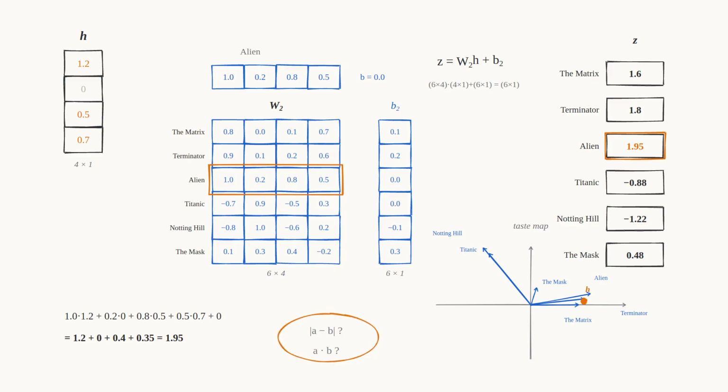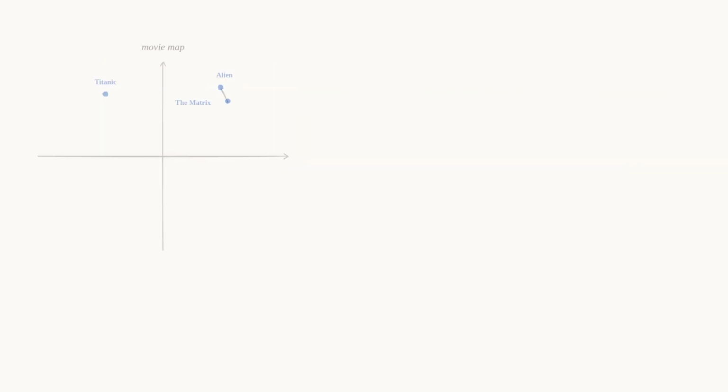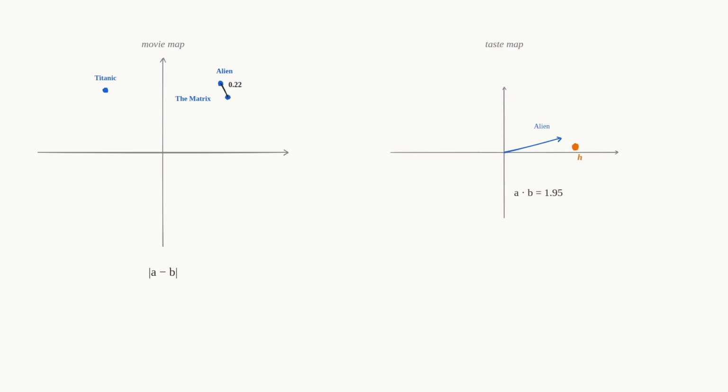But hold on. We agreed to measure closeness with distance, and here suddenly, a dot product. That's not a slip, and the difference deserves to be spelled out. Distance answers the question, do 2 points coincide? For the movie map, that's exactly the right question. Alien and The Matrix are similar if they stand close together. But a candidate's score answers a different question: how much does this film resonate with the current taste? And in that question, 2 things matter that distance simply cannot see. The first is direction.